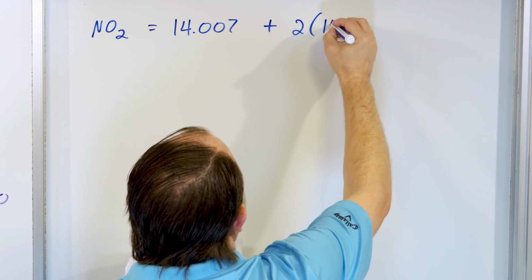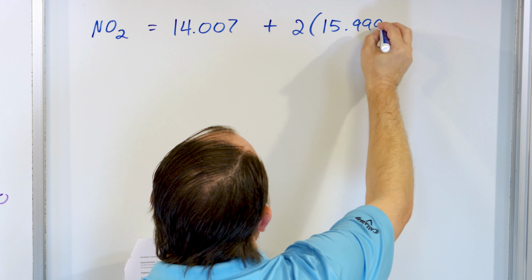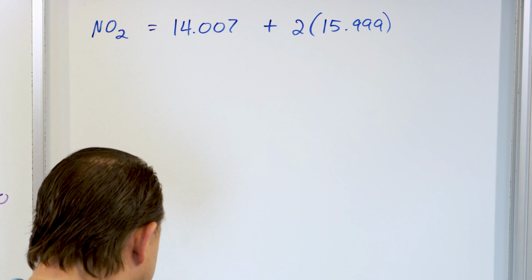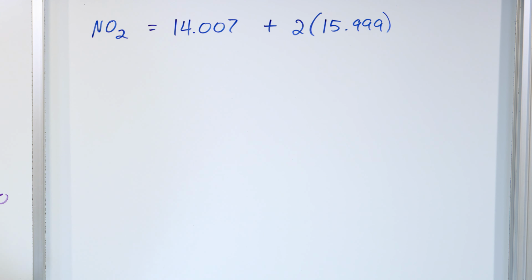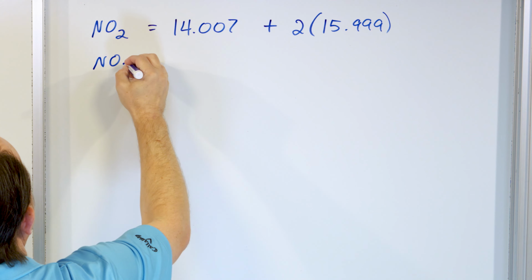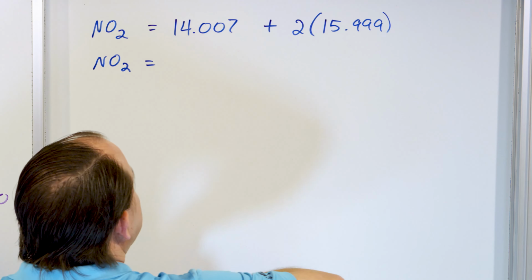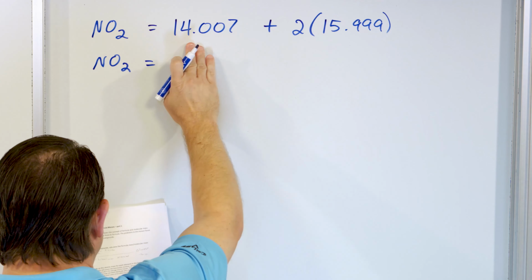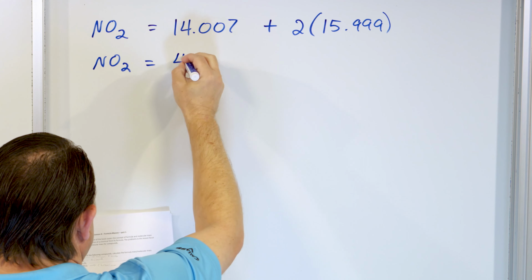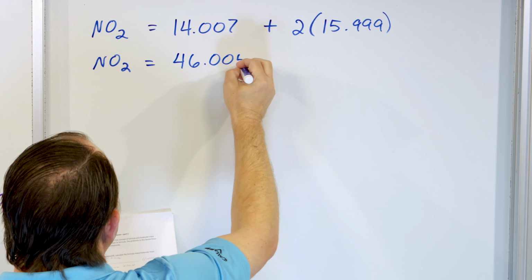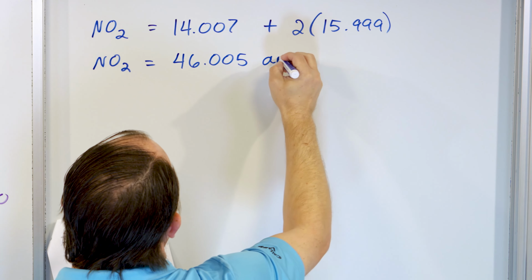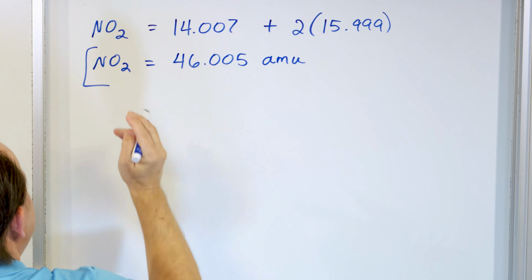But if you look on a more accurate table, it's 15.999. I'm going to use that number. You don't have to. You can certainly use 16. All right? So for NO2, if you take 2 times 15.999, get that result, and add it to the 14.007, you'll get 46.005, and the units we're working in here are atomic mass units. And that is the mass.